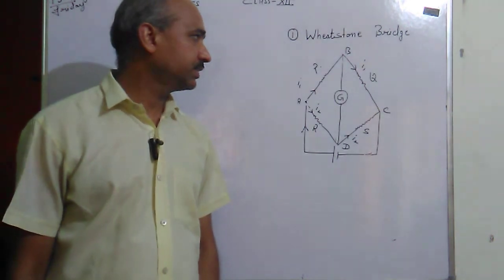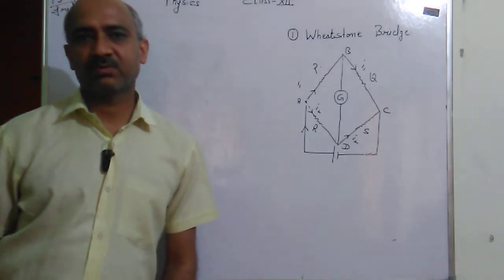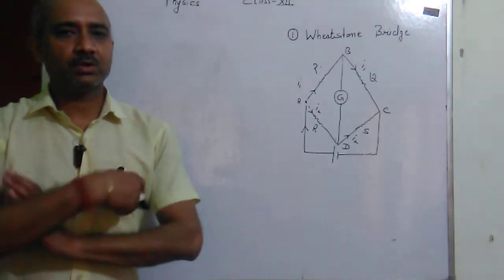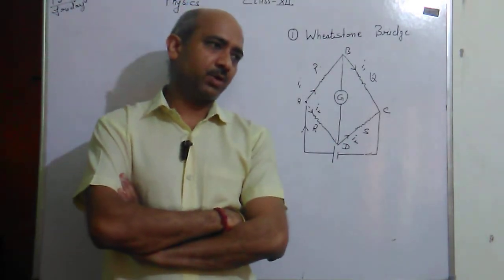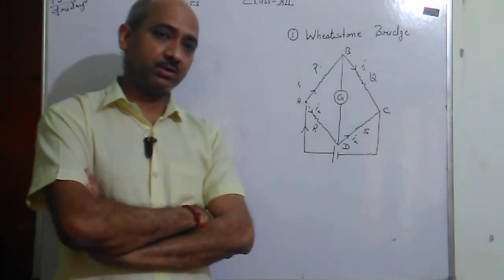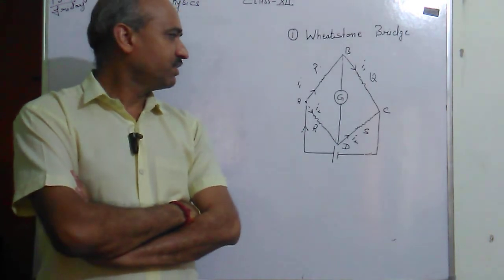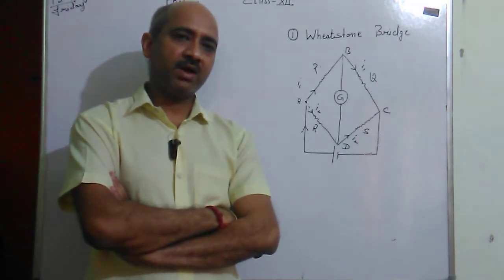Means you have a conductor whose resistance you don't know. With the help of this Wheatstone bridge, we can find out the value of that unknown resistance. Now how does the Wheatstone bridge make this possible? In this instrument, we have taken 4 resistances, 3 are known and 1 is unknown.